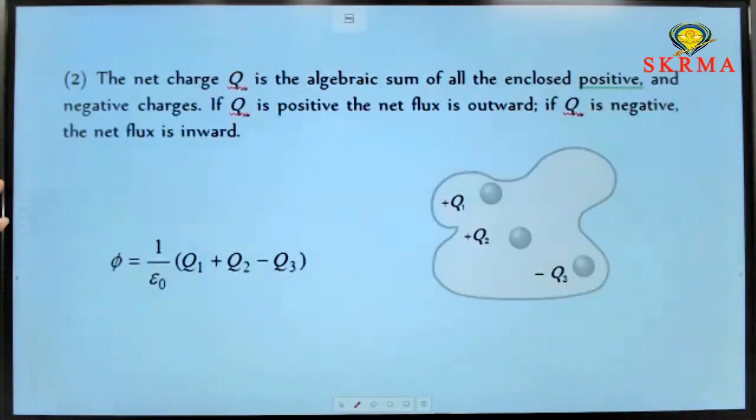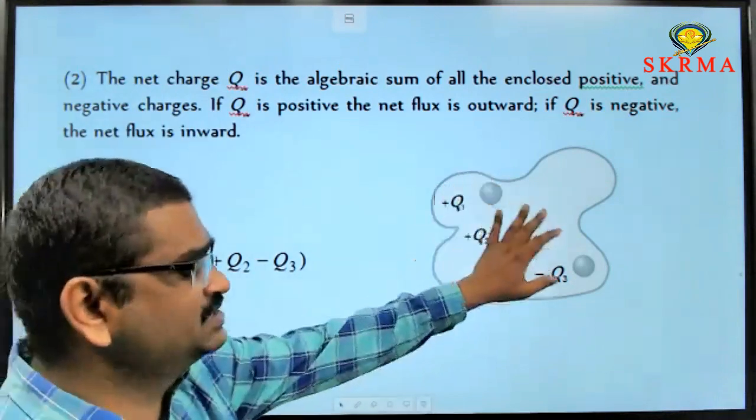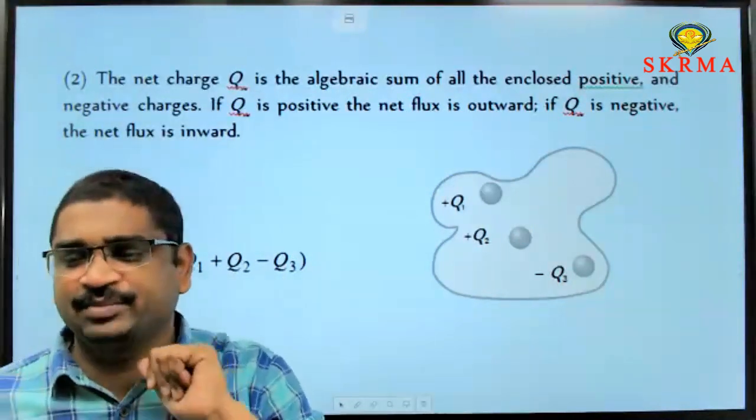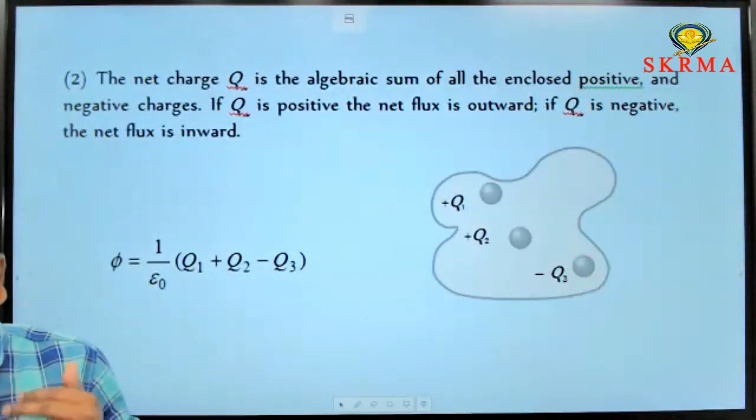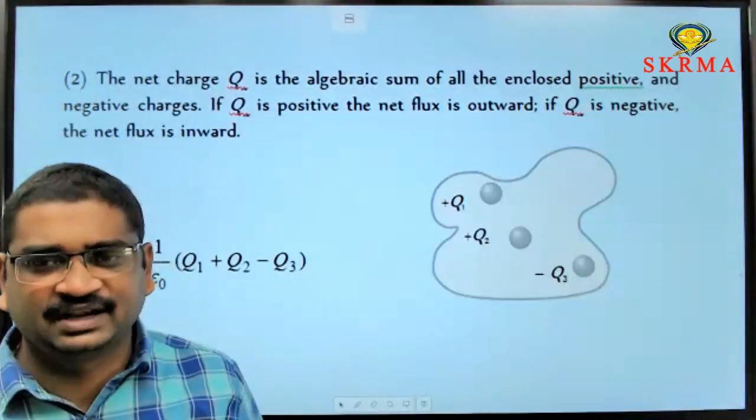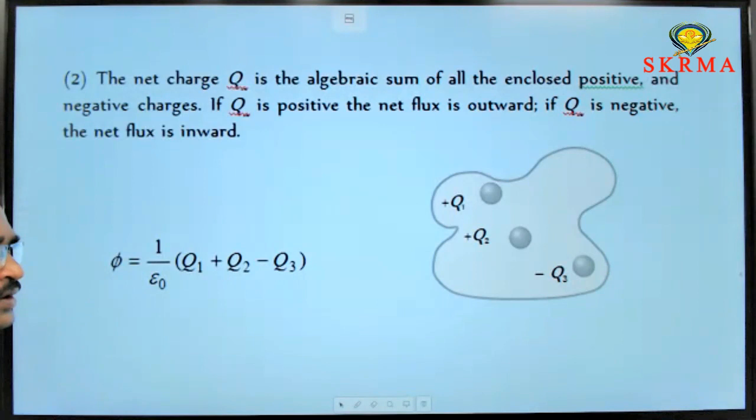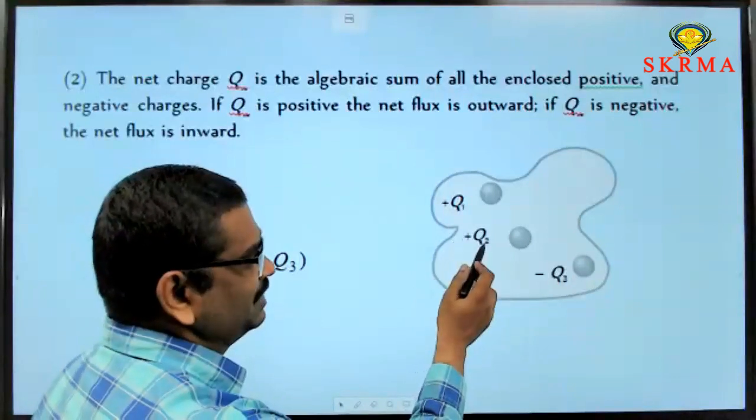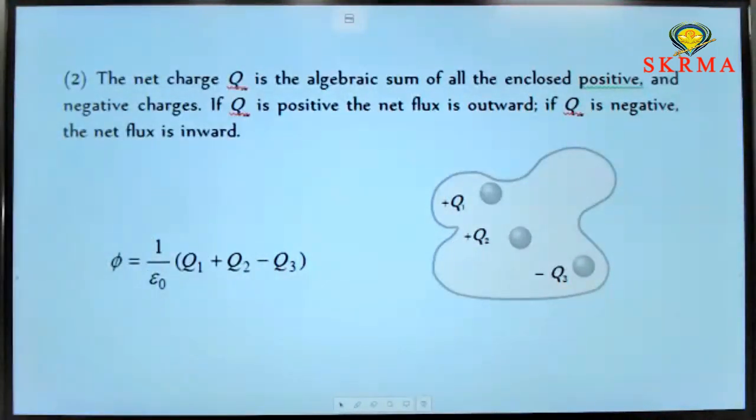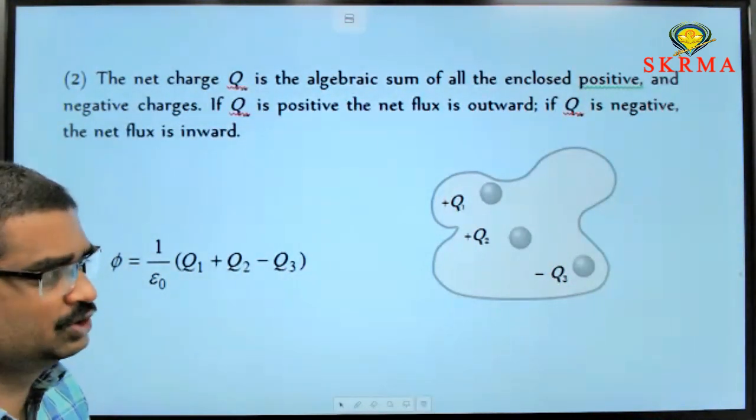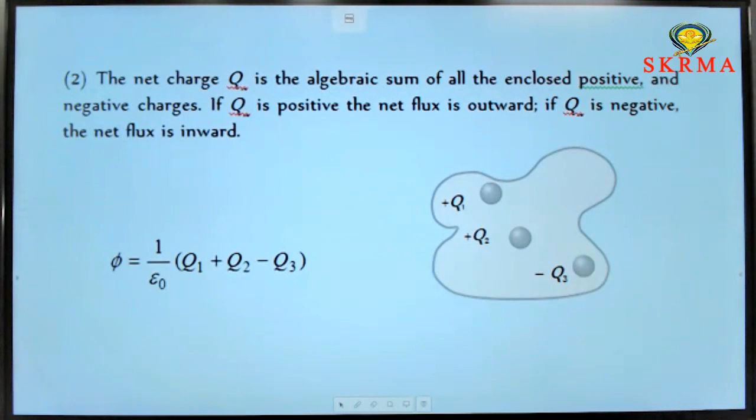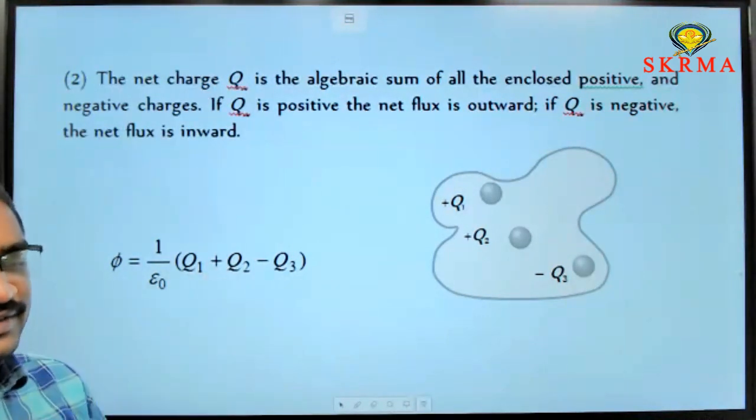Next application. Here three different charges are enclosed by a surface. A Gaussian surface does not have one fixed shape. It may take any shape. Here three charges are enclosed by this surface: plus Q1, plus Q2, and minus Q3. Now, can you calculate the total flux passing through this according to Gauss law?